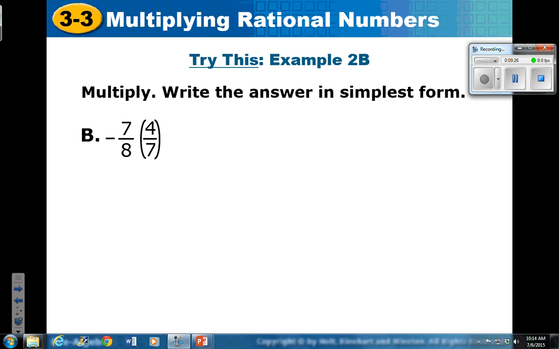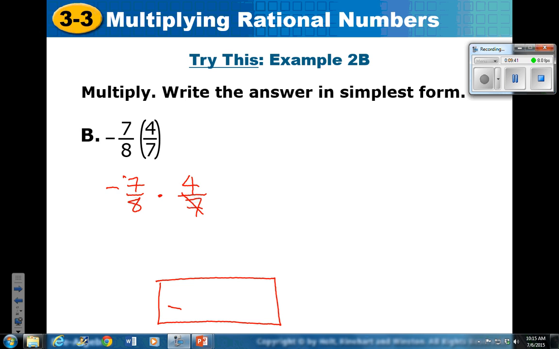Negative 7/8 times 4/7. Again, I notice I have a negative times a positive, so I know my answer in the end is going to be negative, and I don't want to forget about that. We have a 7 on the top and a 7 on the bottom, so those go away and become 1s. The 4 and the 8 can also be canceled. They share a common factor of 4.